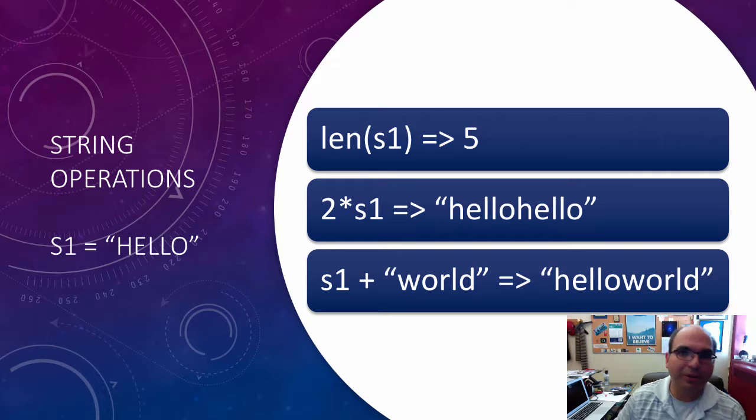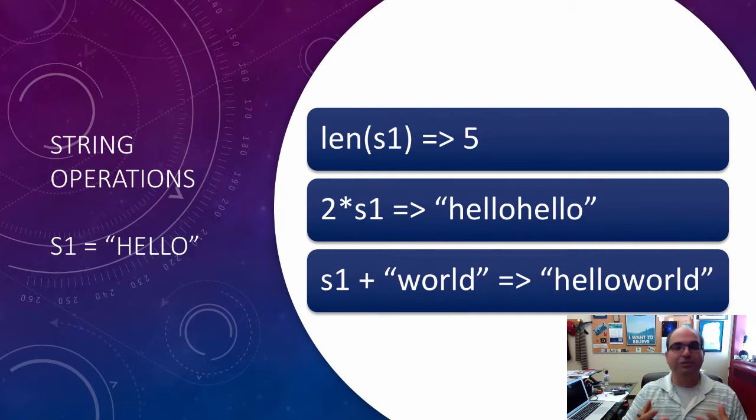Now, something you can do in Python that you can't do in other languages, right, is you can actually multiply strings by positive integers, okay? If you do that, what you're saying is I want that string copied that number of times. So 2 times S1 is hellohello, right? Because I took the string hello and I copied it twice. Notice there's no space between hello and hello. It is literally the string twice, okay?